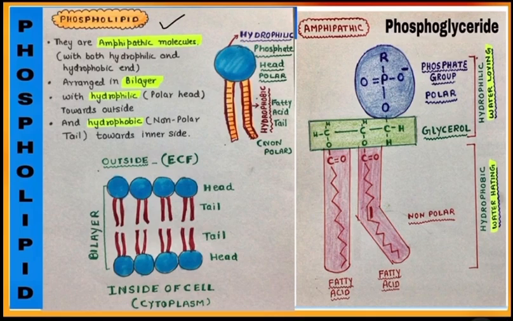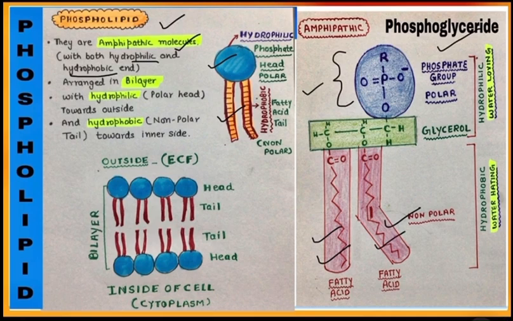First component is phospholipid. Phospholipids are amphipathic molecules with hydrophilic and hydrophobic ends. See this diagram? This is the hydrophilic end and this is the hydrophobic end. Actually, phospholipid is a phosphoglyceride. See this diagram where a phosphate group along with two fatty acids, which may be saturated or unsaturated, are attached to a glycerol molecule.